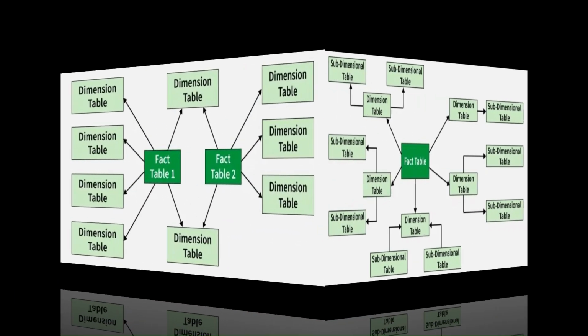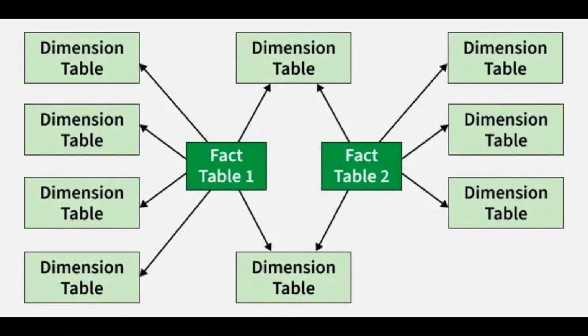Finally, we have the galaxy schema, also known as the fact constellation schema. In a galaxy schema, we have multiple fact tables sharing common dimension tables. This type of schema is used in complex models, for example, when sales, inventory, and budget facts all share the same date, product, or store dimension. This schema is powerful, but it should be used only when it's required.